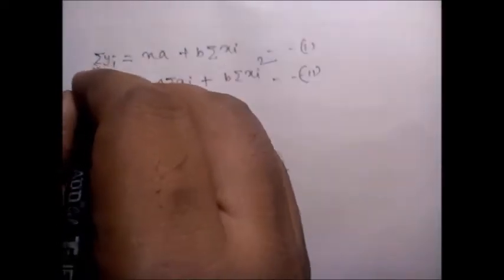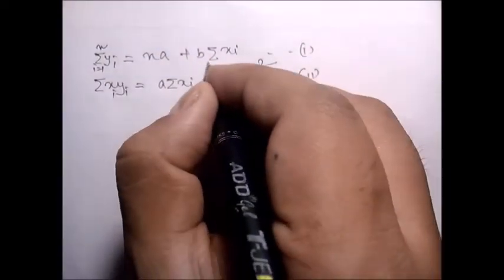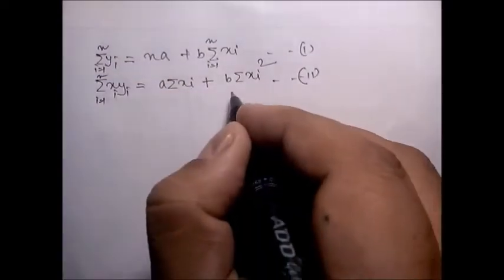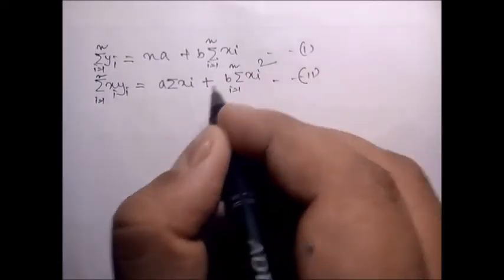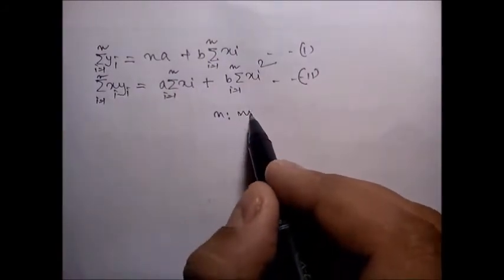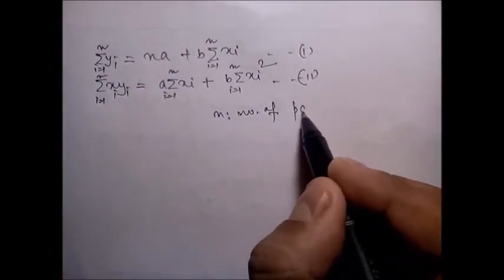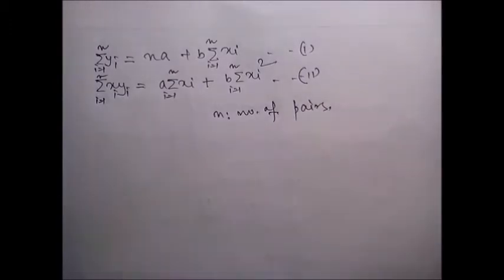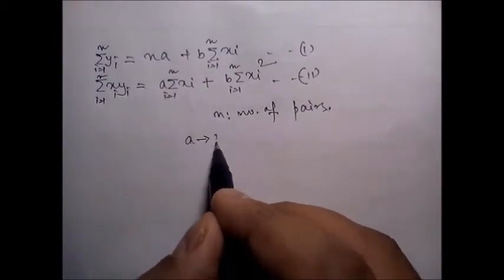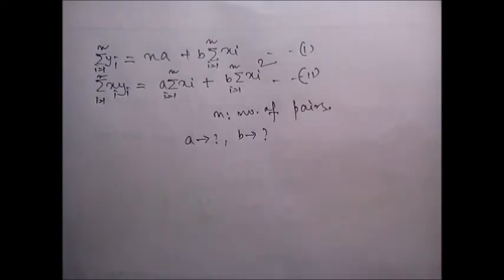Here i is equal to 1 to n in each summation, and n is the number of pairs. Clear? So we have to identify a and b. Now we can easily calculate.